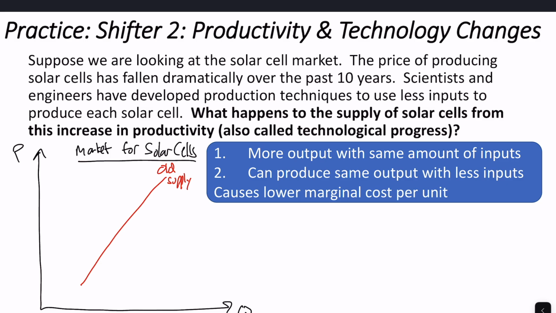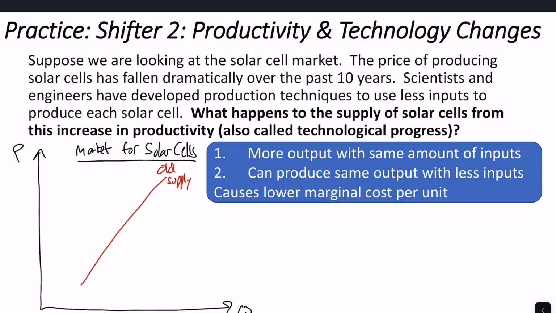Supply shifter number 2 will be changes in productivity or technology. So suppose we're looking at the solar cell market. The price of producing solar cells has fallen dramatically over the past 10 years. Scientists and engineers have developed production techniques to use less inputs to produce each solar cell. So what happens to the supply of solar cells from this increase in productivity?